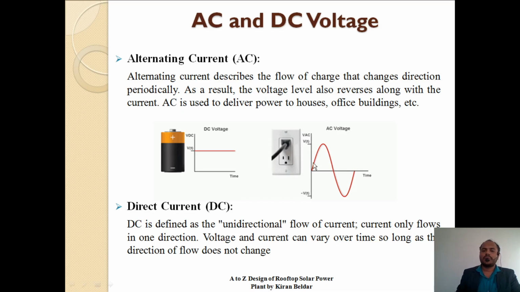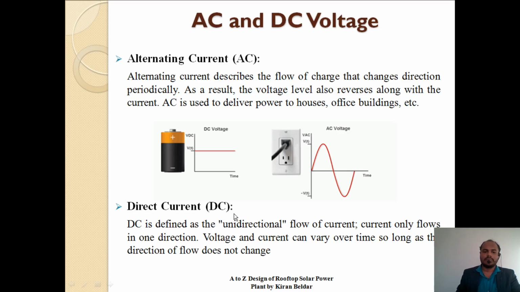This curve which is showing is a sine curve. In this, the voltage increases and then decreases up to this level, in the plus and minus direction. This curve is an alternating current. It changes its direction periodically, therefore it is called alternating.